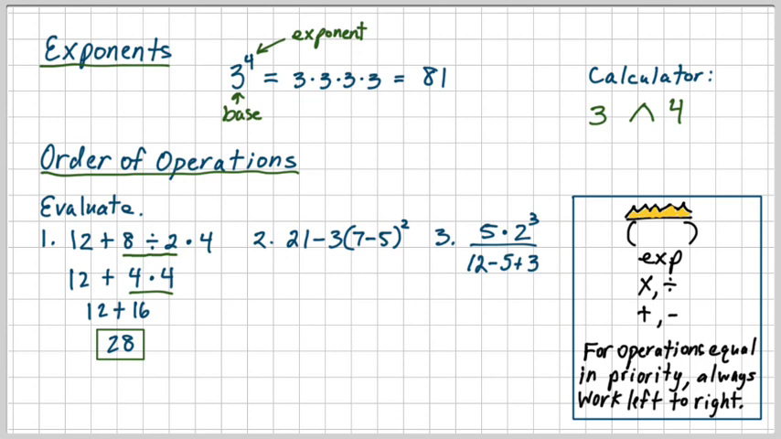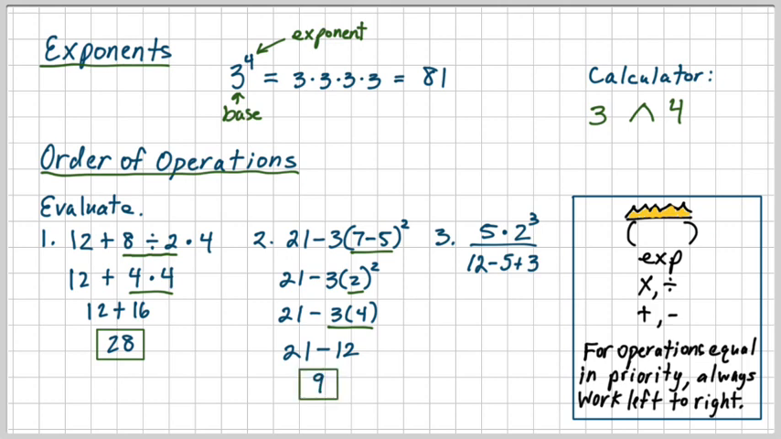All right, so let's see how you did. So first of all, we know parentheses is king, so we should be subtracting 5 from 7. And so we end up with 21 minus 3 times 2 squared. And then the next priority is exponents. So we're going to square the 2. Notice my base is just 2. And so we're going to end up with 21 minus 3 times 4. Of course, multiplication is next. Remember, addition and subtraction are always last. We get 21 minus 12, which is 9.